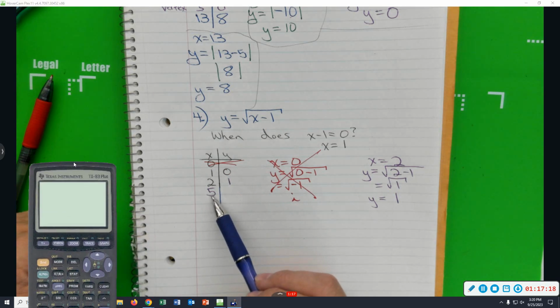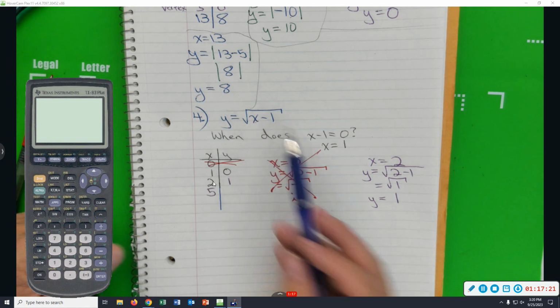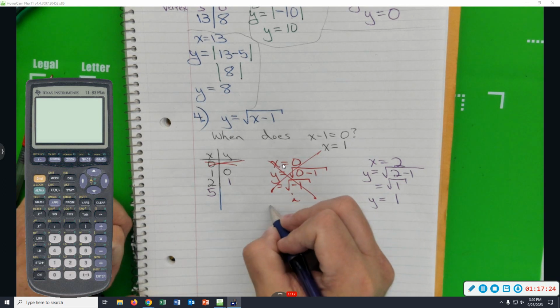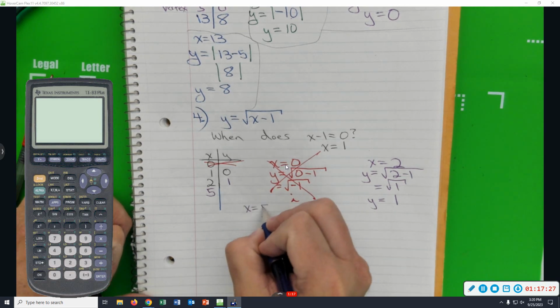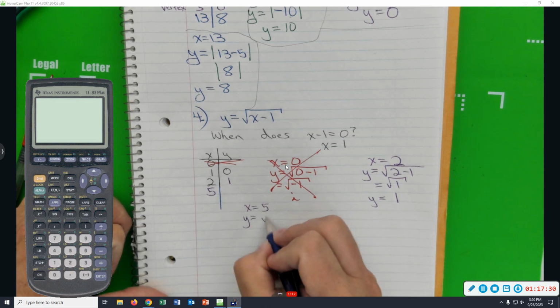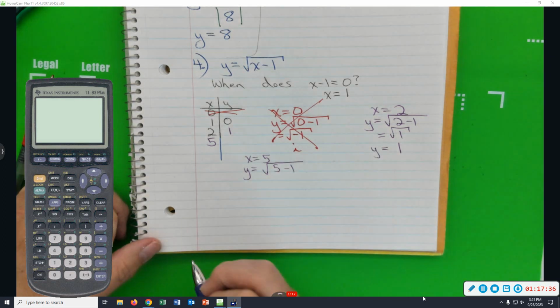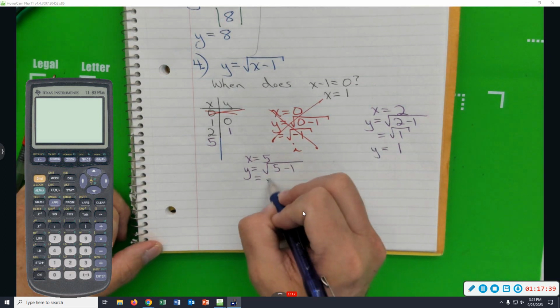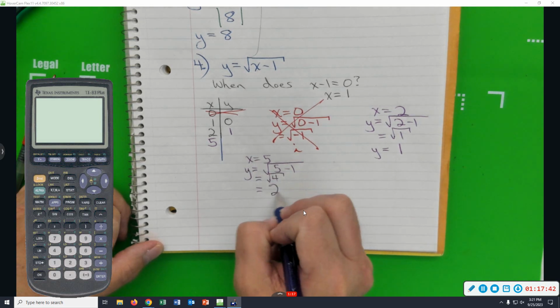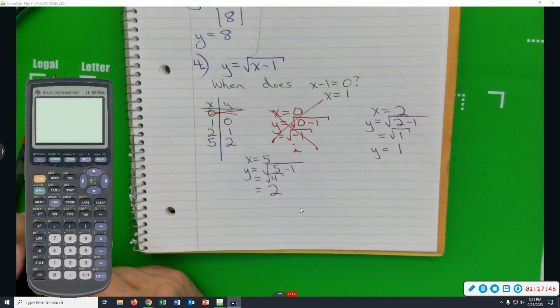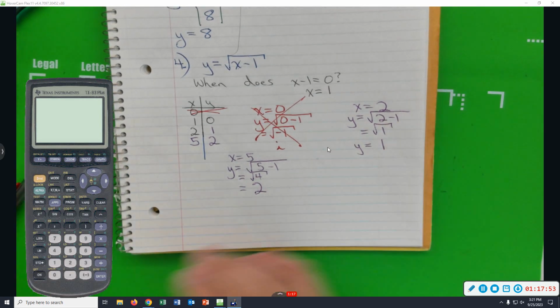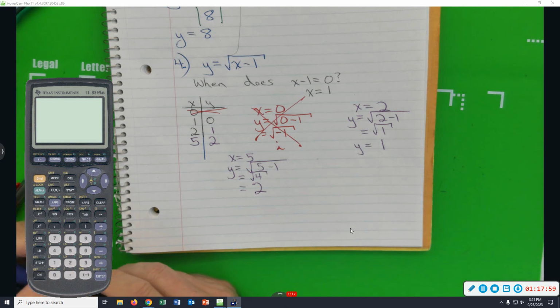I'm trying to choose a number that will give me a perfect square. So 5 minus 1. We're using x equals 5. y is equal to the square root of 5 minus 1. What's 5 minus 1? The square root of 4 is 2. And with that, I think we have enough points to draw a very good graph. And I'm not going to draw it real big either. I'm going to draw it right out here.